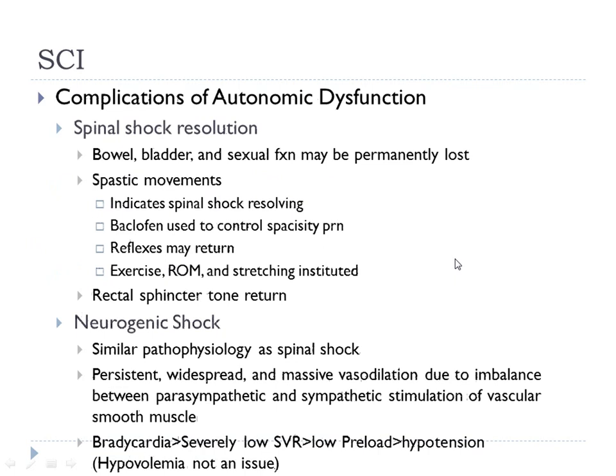We know that spinal shock is resolving if we see movement in the patient. So if there are spastic movements, that tells us that the spinal shock is beginning to resolve. The reflexes may come back. And after this is when we may use baclofen to control the spasticity, because before that, there won't be any spastic movements. It's complete paralysis. Initially, the patient will also have no rectal sphincter tone, but after the shock has resolved, the patient's rectal sphincter tone may return.